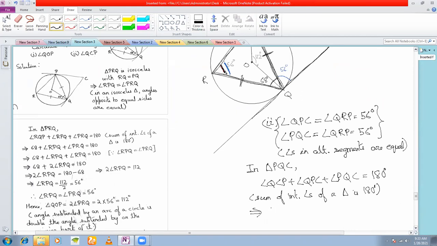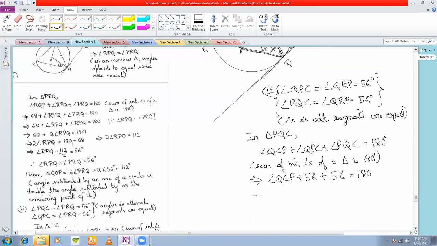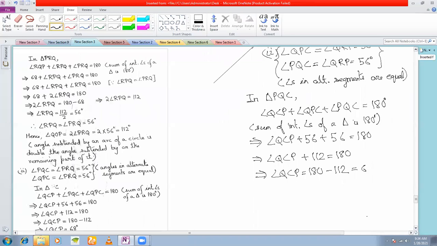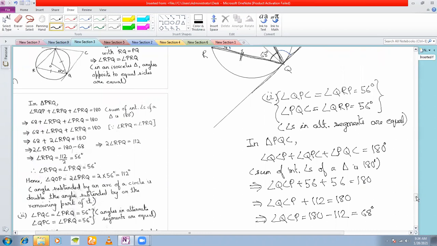Angle QCP we have to find out. This is the unknown angle. And these two angles were angles in alternate segments, 56 degree and 56 degree. That's it. Therefore, angle QCP plus 112 must be equal to 180. That means angle QCP is 180 minus 112. Okay, and this should be 68 degree. Any questions on this problem?